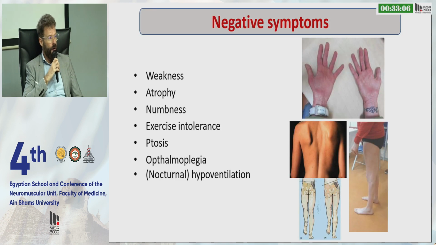Okay, good. And then you have to think about a classification of the symptoms. We have negative symptoms where we have loss of something, loss of strength that we define weakness, loss of muscle bulk, atrophy. We have loss of sensibility. We have loss of exercise tolerance, what we call exercise intolerance. We can have the eyelids that go down, the ptosis, a problem in the motility of the eyes, the ophthalmoplegia, ophthalmoparesis, and then a problem in ventilation.